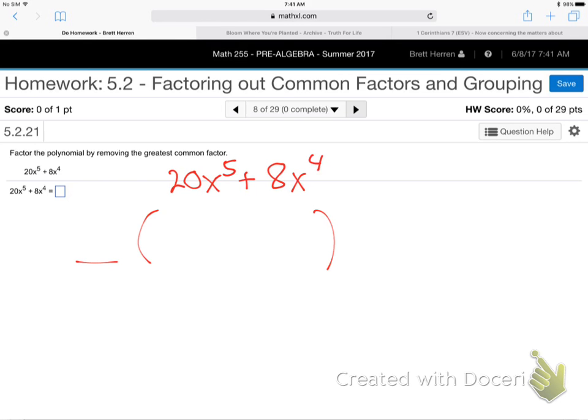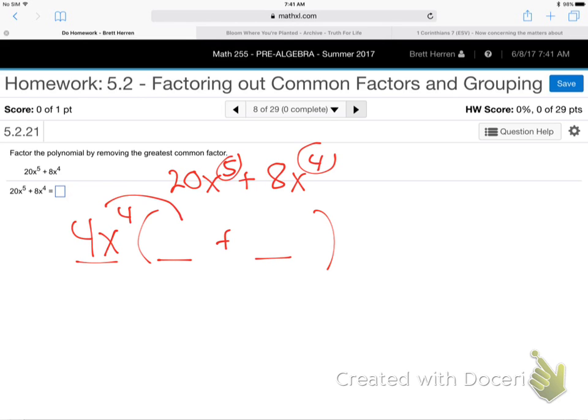All right, what goes into 20 and into 8? What's the biggest thing? 4 is the biggest thing, huh? 2 goes in also, but we want the biggest, huh? 4 goes into 20 and 8. Okay, now what power do I put in the front? X to the 4. You take the lower of the 2, huh? Good to there? All right, what goes on the inside?